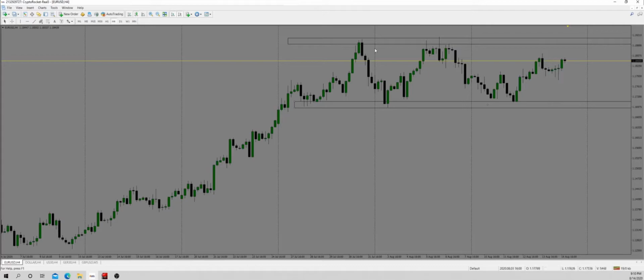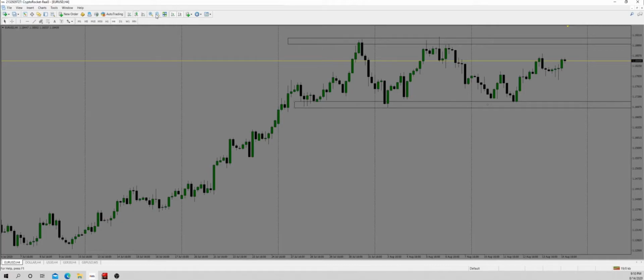Okay? So as you can see, when it hits off the resistance, it's called resistance because it resists breaking through. It can't break through. Something up here is just not getting accepted. It's getting rejected. So when it hits this area, we know to look for a sell.